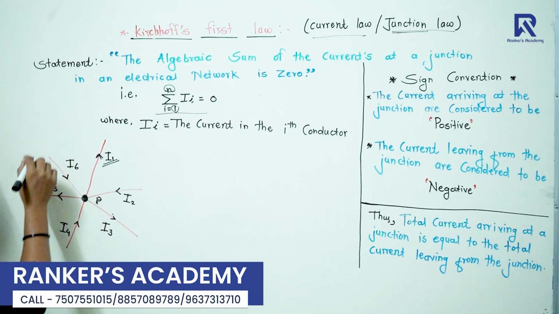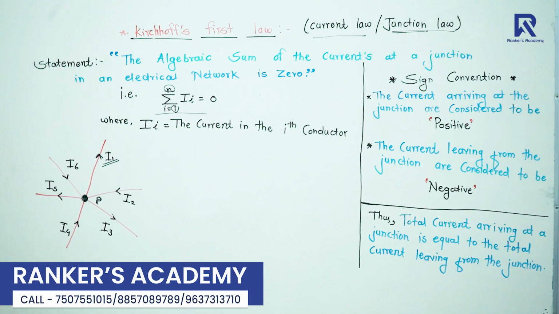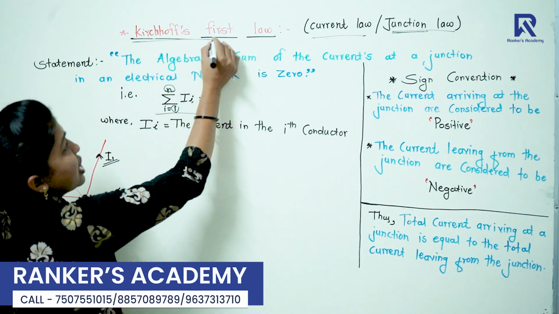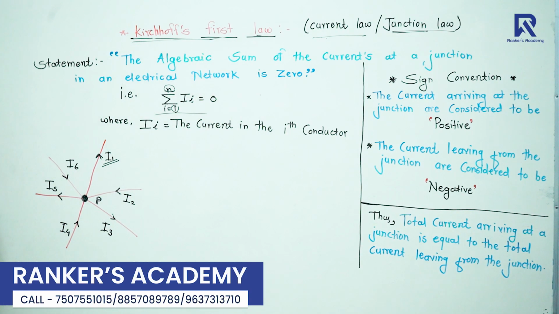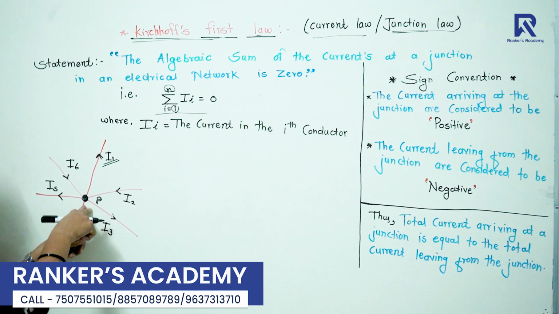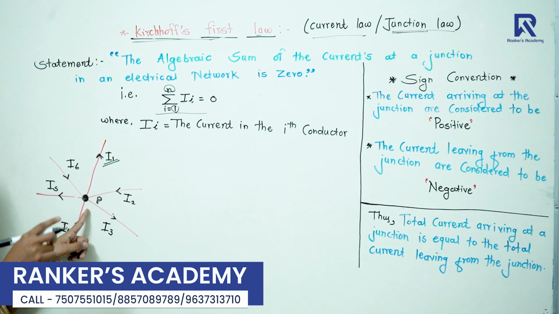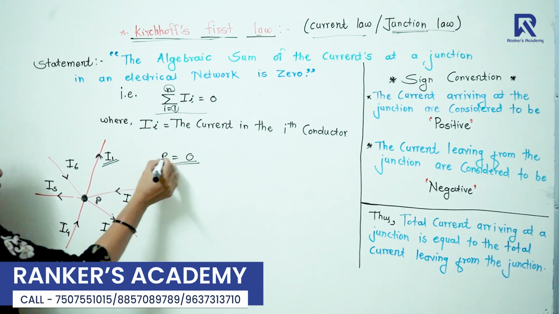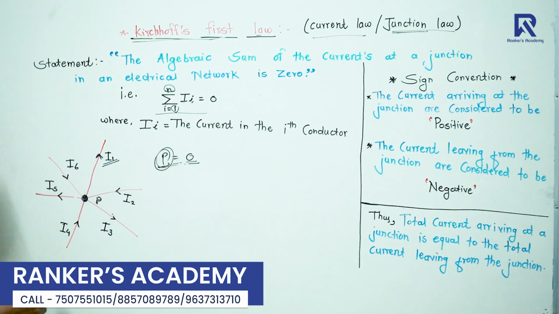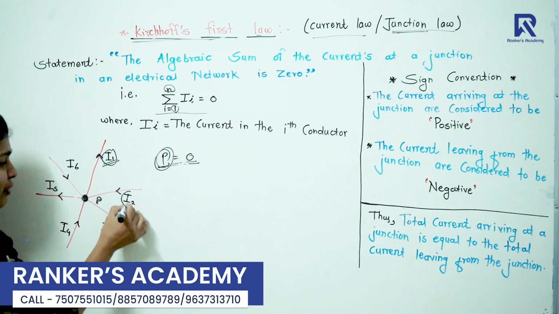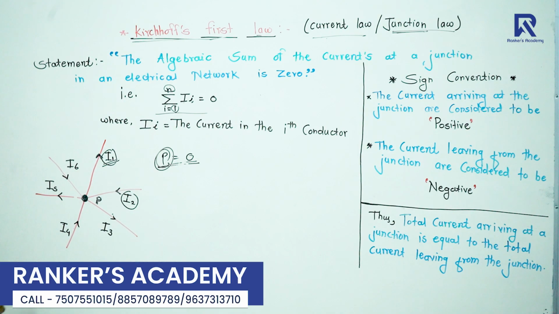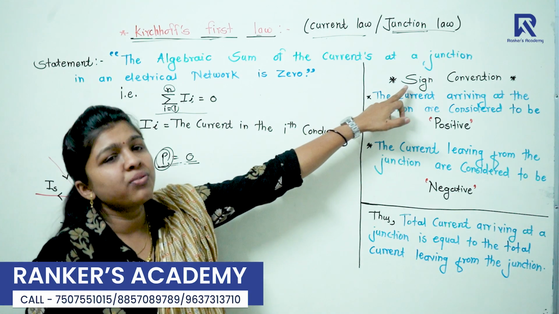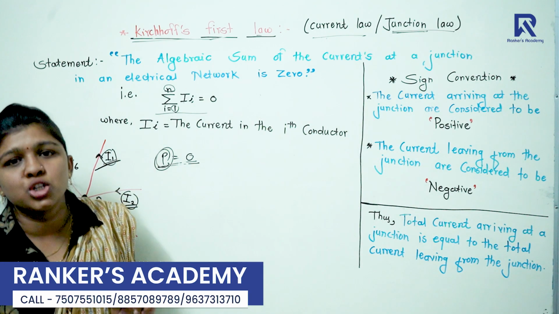So to simplify this electric network, I have to use Kirchhoff's first law. So how can we use Kirchhoff's first law? Obviously, the total current is 0. As I know from the statement, the total current at point P is equal to 0. But how to find the total current? When can we take the positive current and when can we take the negative current? So to study the sign convention, we'll see here the rules for the sign convention of Kirchhoff's law.